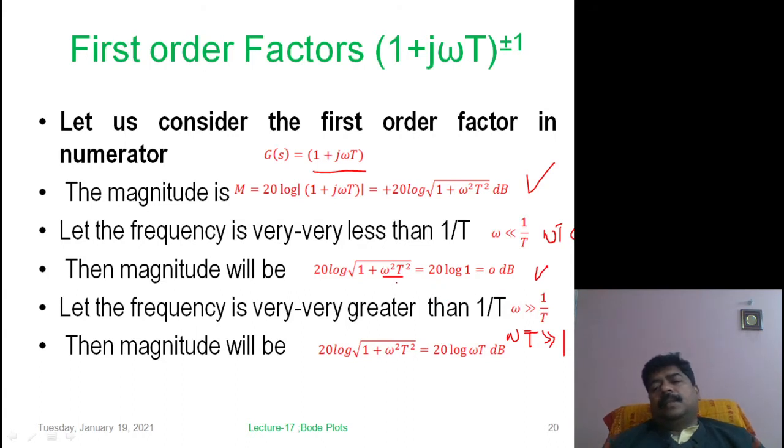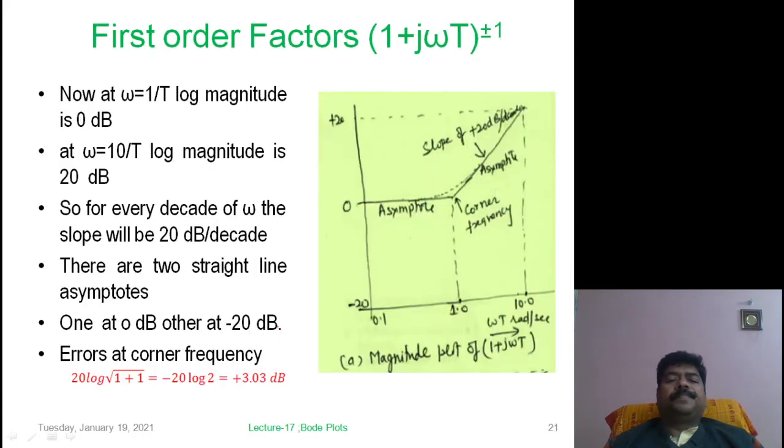While the error at omega equal to 1 by T, which you have seen in the last case, in this case what would be the error? 20 log under root, at omega equal to 1 by T, that will be under root 1 plus 1, means under root 2. So here the error will be plus 3.03 decibel, so that you will see here. Similar to that, here it will be under root 2 basically, and this will be a plus.